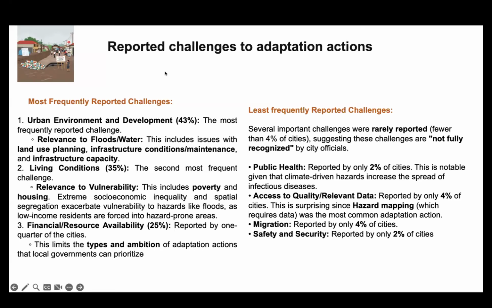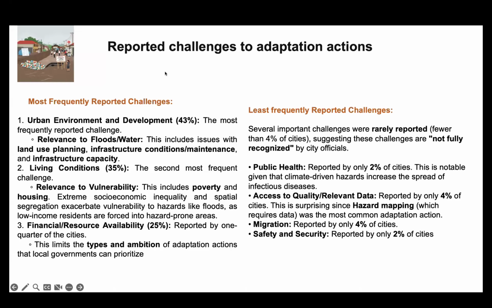Talking a little bit more about the least frequently reported, I'll give you an example of more challenge for specific hazards, but overall, only 2% of the cities reported public health as a challenge. But we just keep talking about all the health issues. How come? How come in the head of the public officer designing an adaptation plan, only 2% of the cities reported public health? And of course, that's always an issue, access to quality and relevant data.